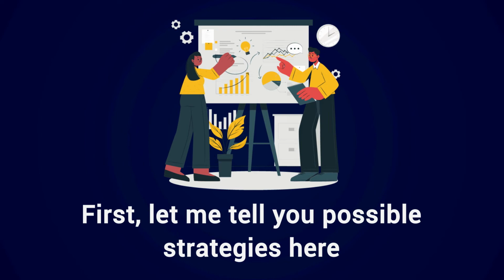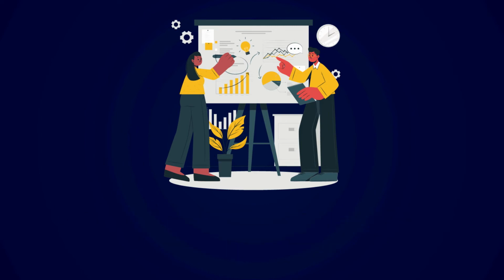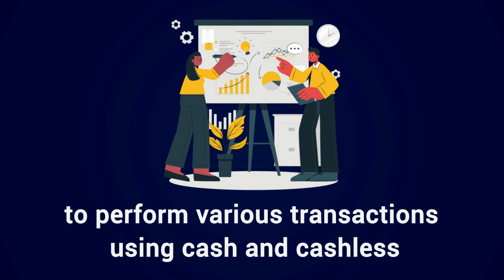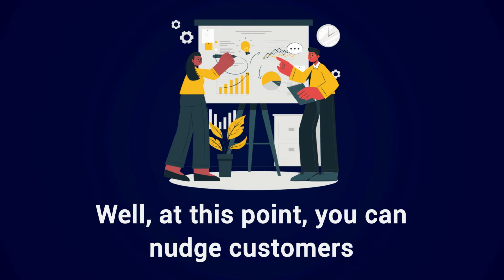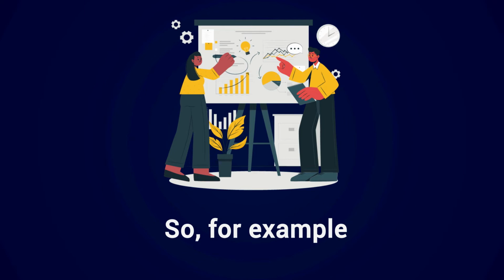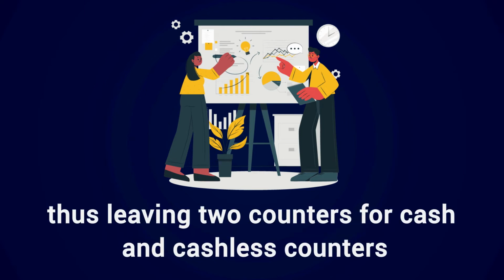First, let me tell you possible strategies here through modifying the contexts. Typical RTD branches have about 10 counters to perform various transactions using cash and cashless. Well, at this point you can nudge customers by increasing the number of dedicated cashless counters only. So, for example, you increase to 8 counters, thus leaving 2 counters for cash.